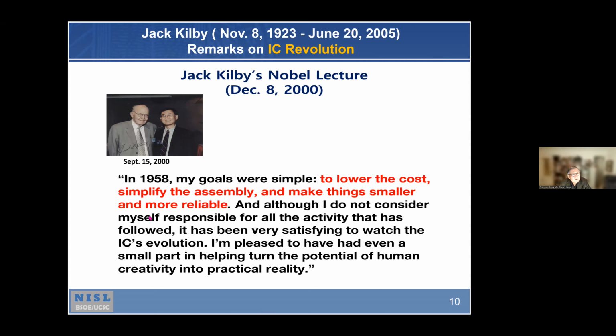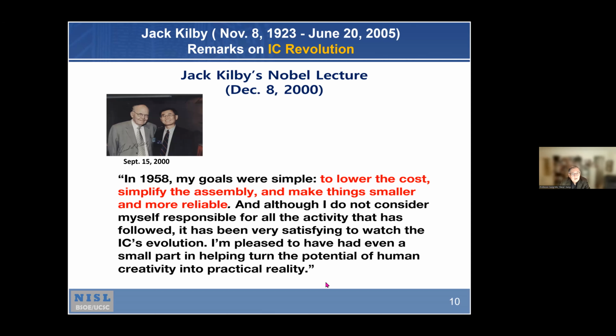So although I do not consider myself responsible for all the activity that has followed, it has been very satisfying to watch the IC's evolution. I'm pleased to have had even a small part in turning the potential of human creativity into practical reality. Earlier, we talked about the younger generation not appreciating as much the contribution of hardware and semiconductor technology, leaning more toward software and other management type of roles.